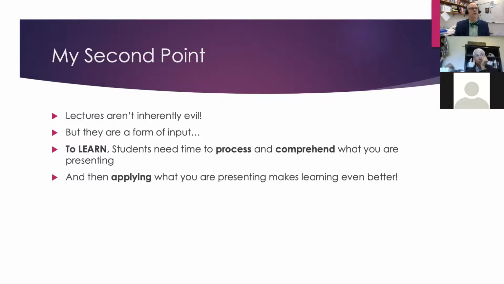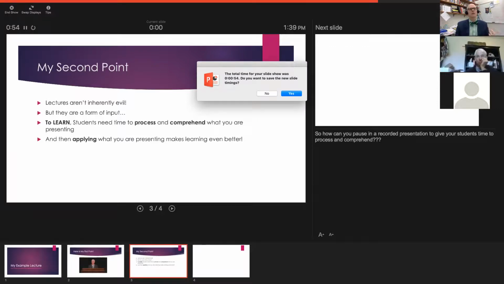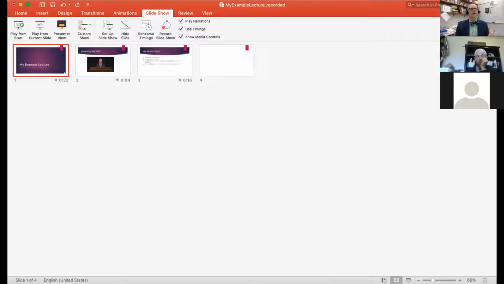let me just swap here. On my presenter tools, I see this, and you guys are now seeing my presenter tools, right? Is that correct? Then I just click End Show. It asks me, your total time for your slideshow is this, do you want to save the new timings? And I click yes. And then I come back to this, and it'll show me that I have 32 seconds on my first slide, 4 seconds on my second slide, and 16 on my third slide.